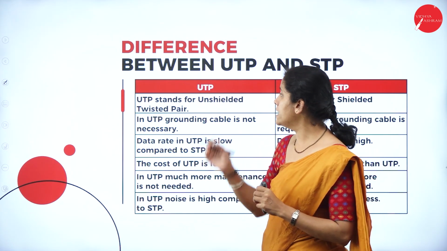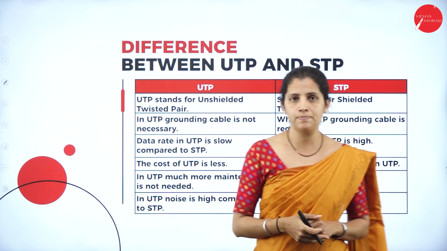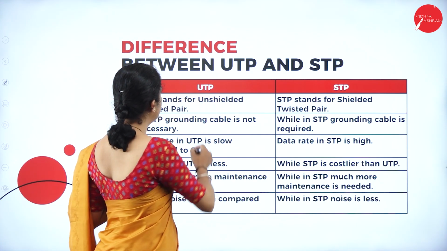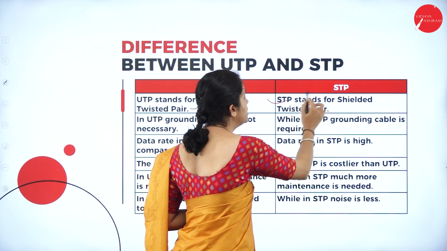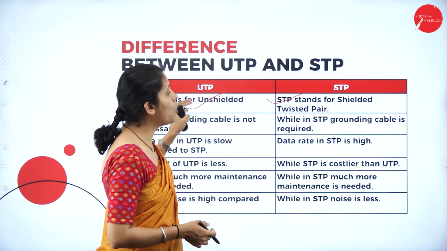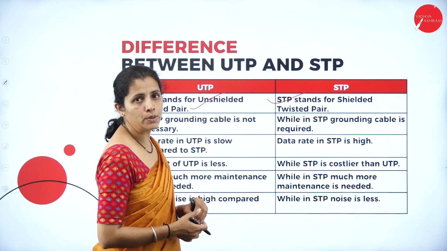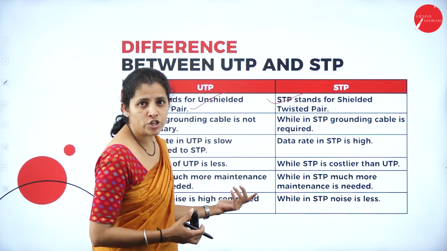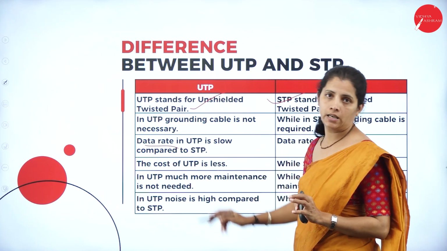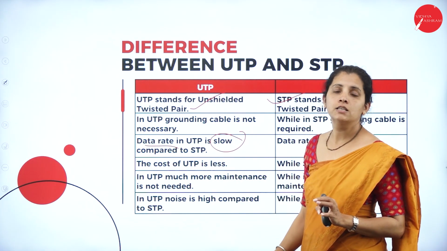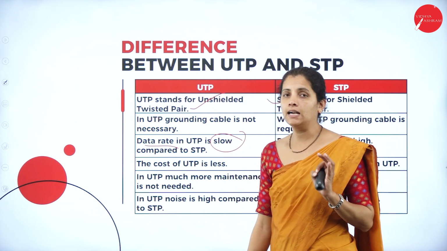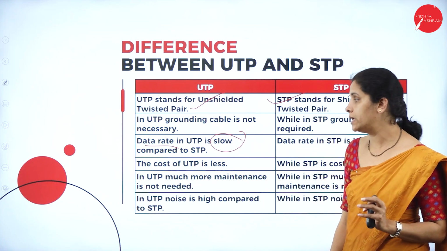Now let me discuss the difference between UTP and STP. Let me first write the first difference: UTP, that is unshielded twisted pair, and here it is shielded twisted pair. If I consider unshielded twisted pair, grounding is not necessary. If I consider shielded twisted pair, grounding is very essential and it is a must. And if I consider data rate, UTP is comparatively slower than STP. If I consider STP, the data transfer rate is higher than UTP.